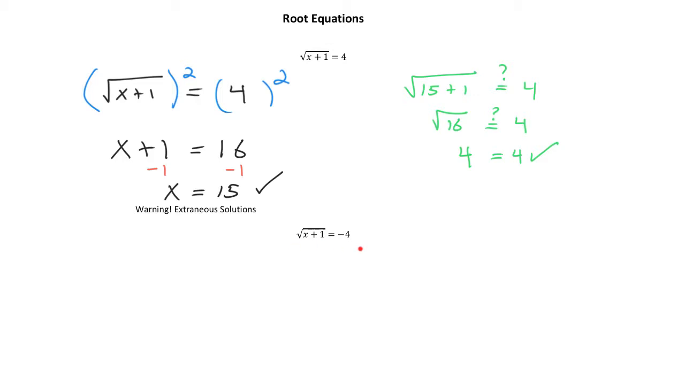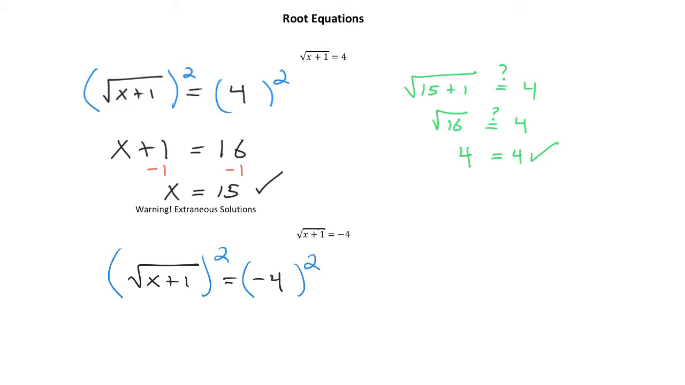Before I even solve this, I know there can't be a solution to the square root of x plus 1 is equal to negative 4. This side is always a positive number. There's no way a positive number could equal a negative number, but let's try this process anyway. I'll copy down the equation, and I'm going to square both sides.